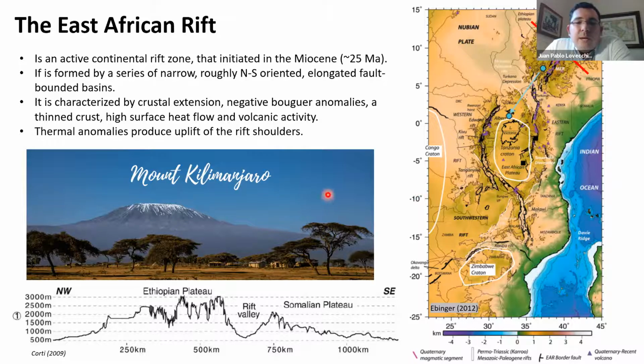And to represent this volcanic activity, one of the many volcanoes, but probably the most well-known volcano in this part of the world, is Mount Kilimanjaro. Thermal anomalies produce uplift in the rift shoulders, and uplift can also be produced by doming produced by these thermal anomalies. It's important to notice, for example, this is an east-west topographic section across the rift in the northernmost part. Here it is marked by the red line on the map.